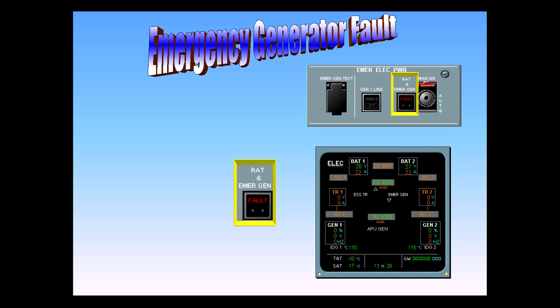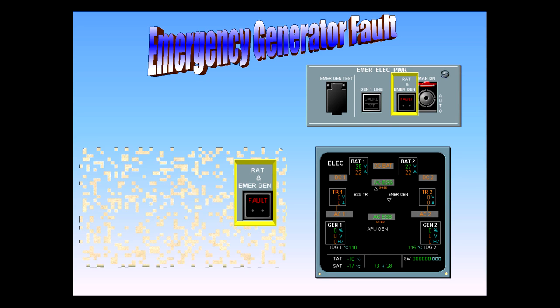After a RAT extension, if the emergency generator is not working, the red fault light stays illuminated on the RAT and emergency generator indicator. This failure causes the aircraft to be powered only from the batteries. The approximate flight time on batteries only is 30 minutes.